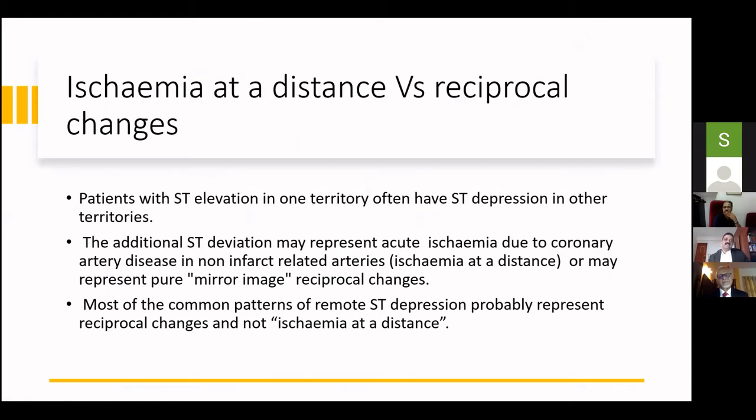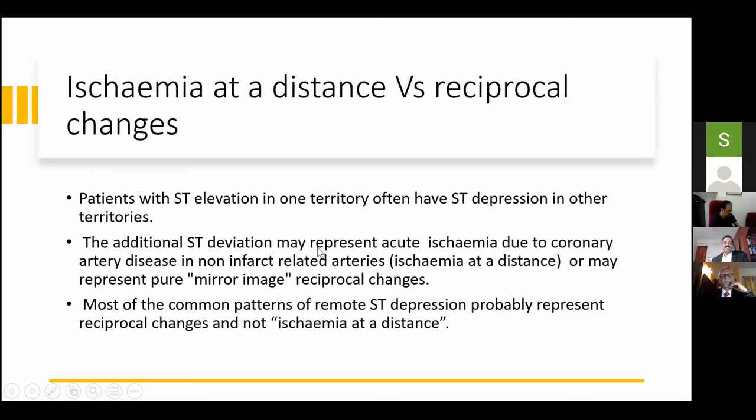But the next thing that comes with any ischemic heart disease: whenever I teach general practitioners, I always tell them if you see ST elevations, just focus on ST elevations, but don't bother about the ST depressions. But for an academician and for the clinician treating MIs, ischemia at a distance versus reciprocal changes becomes important. Patients with ST elevation in one territory often have ST depression in other territories. You would have all seen this.